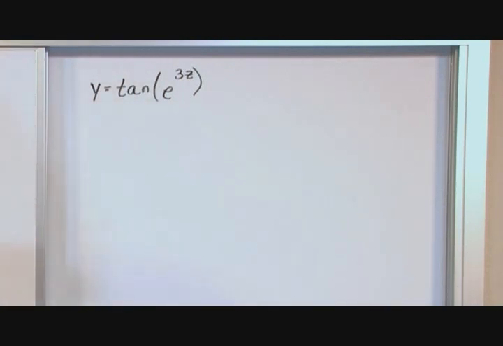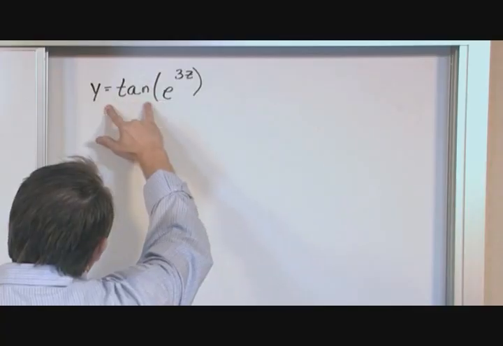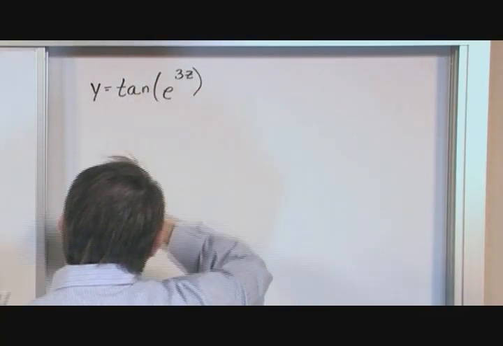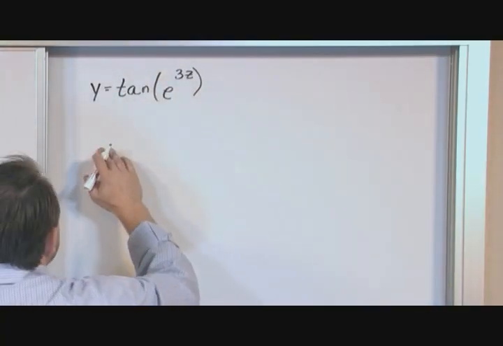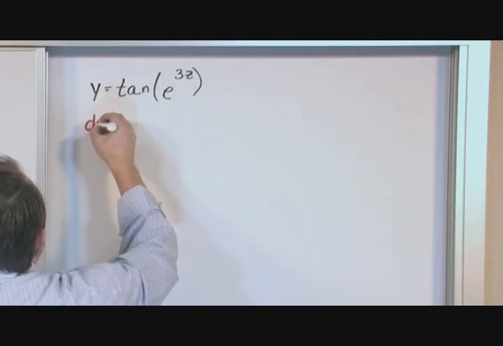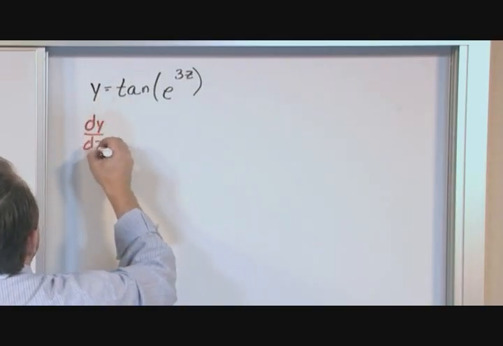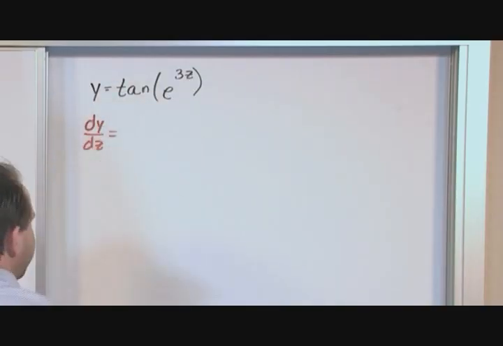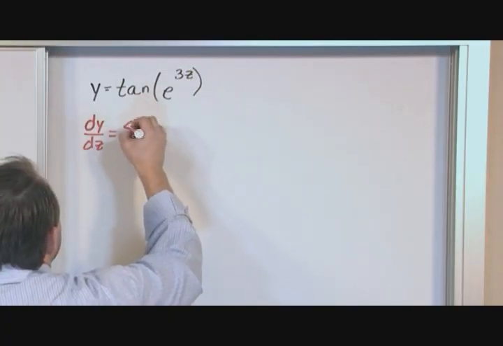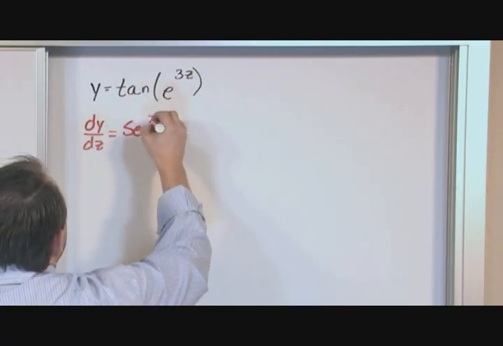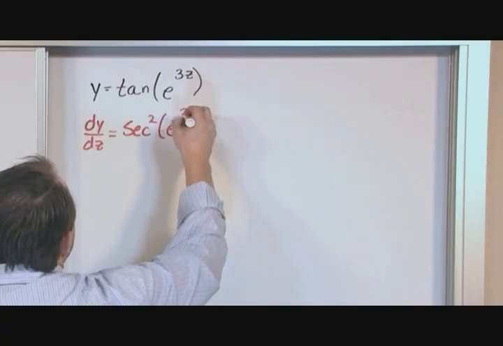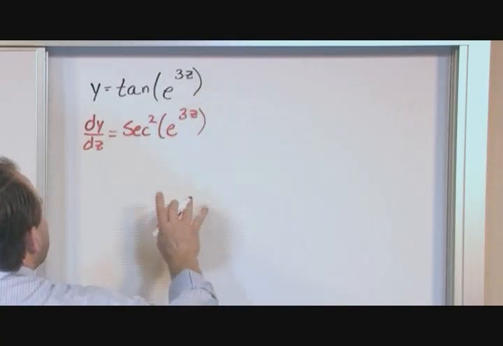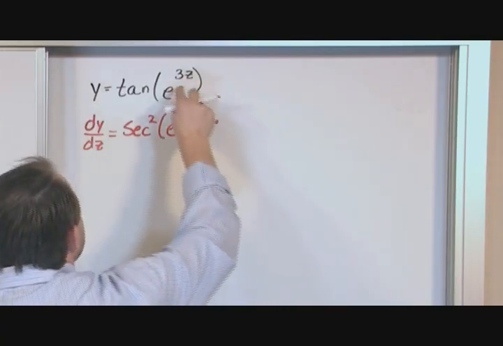All right? So the outer function I have is tangent, so I have to deal with that first, and then I'm going to multiply by derivatives of the inside as I go. So dy dz is equal to, what's the derivative of tangent? It's secant squared. So we have secant squared of the argument, e to the 3z. Okay? But we can't stop there. We have to multiply by the derivative of the inside.